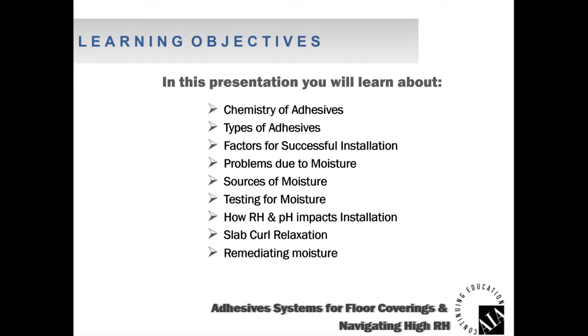In the AIA course that we're going to conduct today, we're going to talk a little bit about the chemistry of adhesives, the types of adhesives that are out there, some of the factors that you've got to look at for successful installation, problems due to moisture, sources of moisture, where that moisture comes from, testing for moisture, and then we'll spend some time on RH and pH to make sure we have a good understanding of that. Not only high RH, but how pH may come into play.